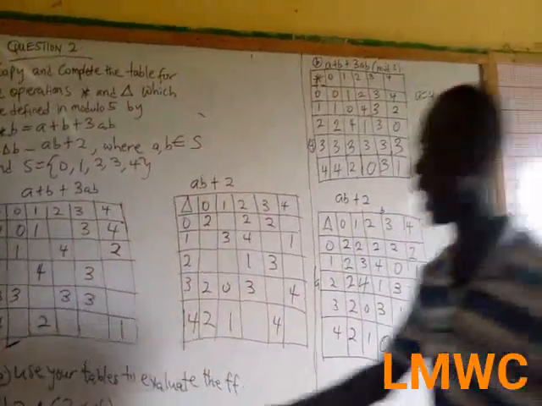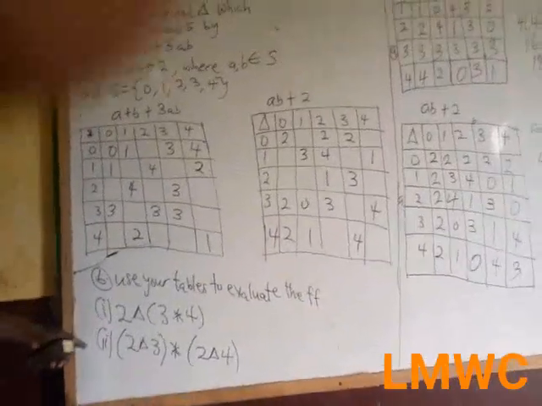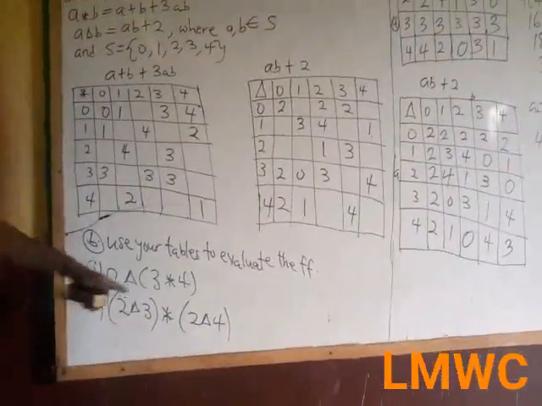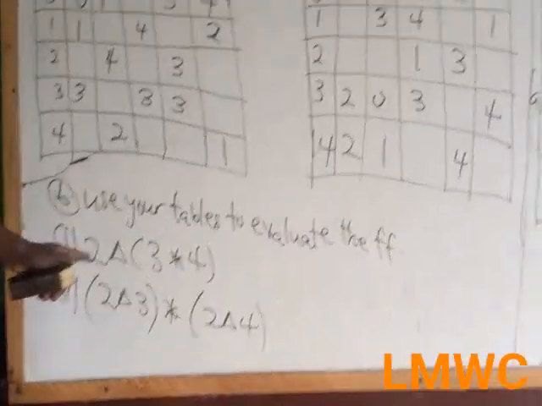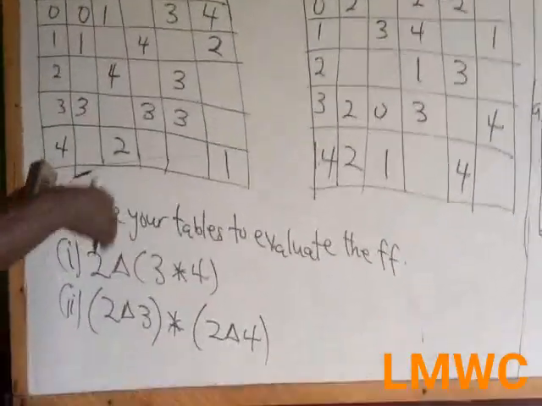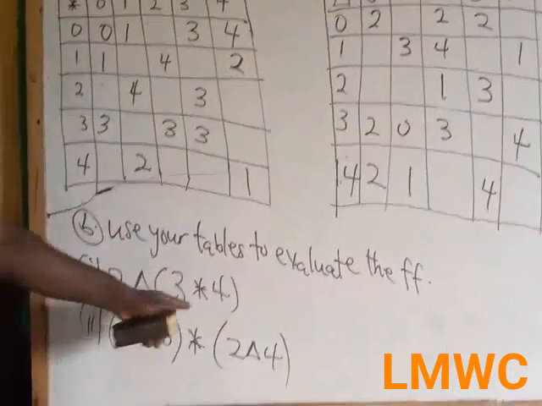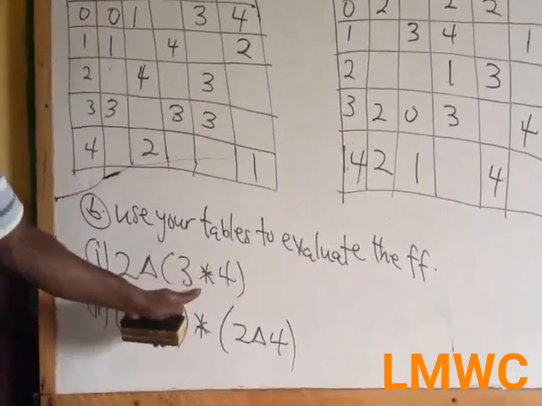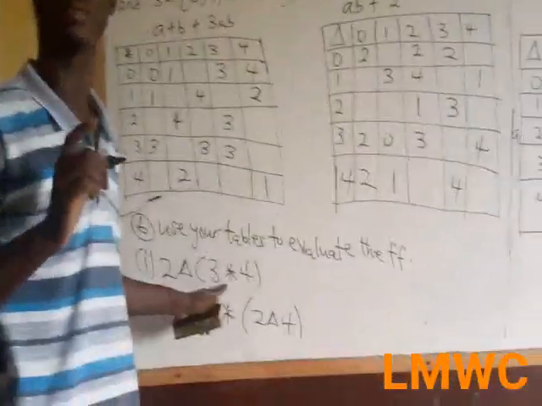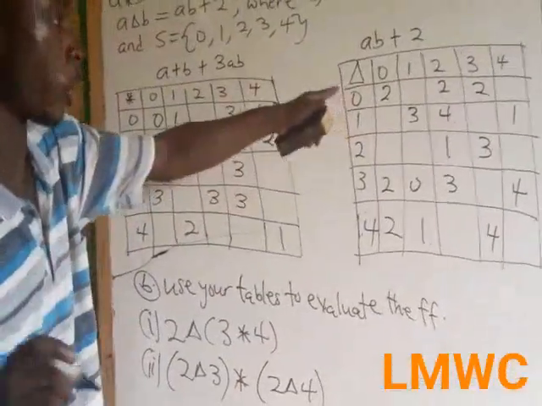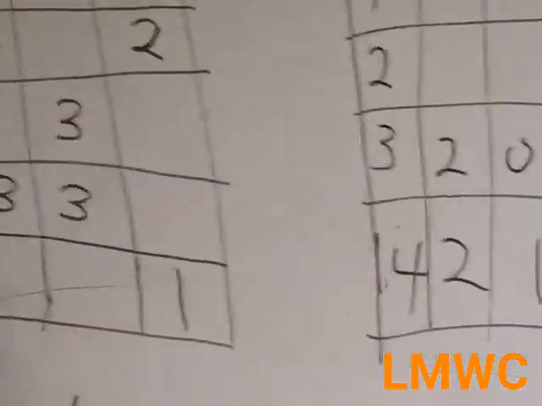And now, I have given you questions under these tables. So please, we want to use the table to solve it. We have 2 star bracket 3 star 4. This is a different symbol and this 2 is another symbol. So 3 star 4, you use your table. And as I always say, if they make it silent, you always work it out from your table. So let's work this one out.